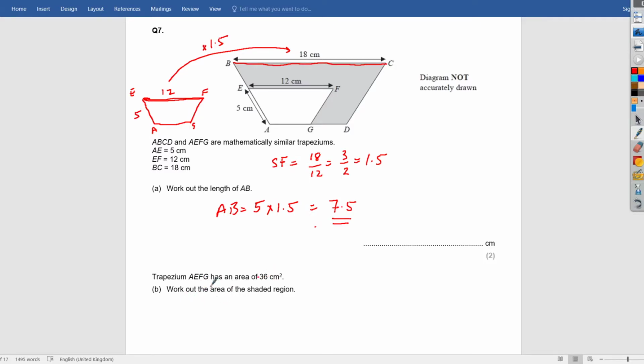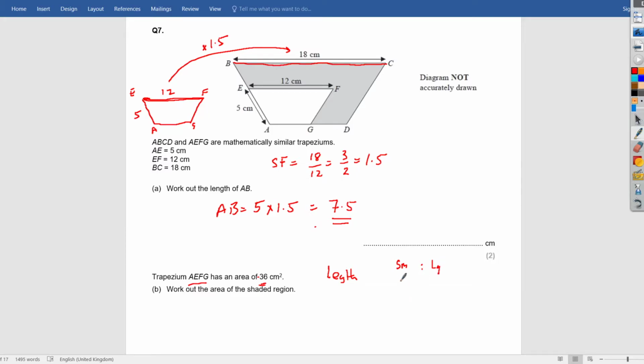Now, it tells you that the smaller trapezium AEFG has an area of 36 centimeters squared. So that is the area. Now, what you should know is what happens with the scale factor when we're dealing with area. When we're talking about length, let's just look at length here. I'm going to call that small, this is the small shape, and that is the large shape.